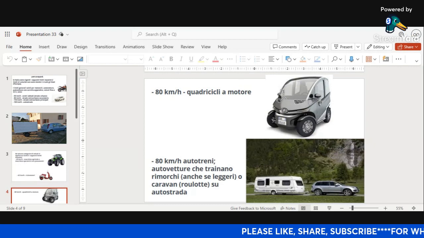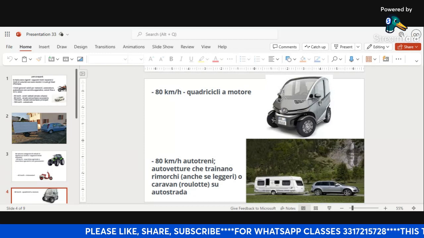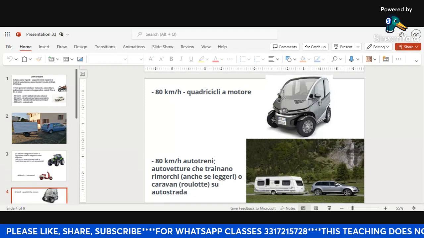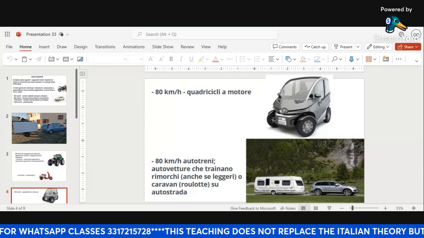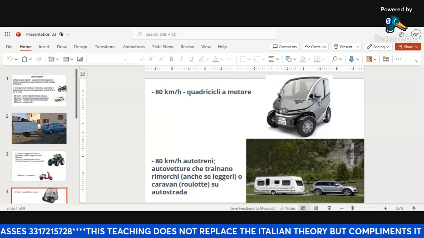Okay, so have it in mind that in Italy we have several speed limits for different categories of vehicles, like I'm mentioning. We have the general one that applies to vehicles.